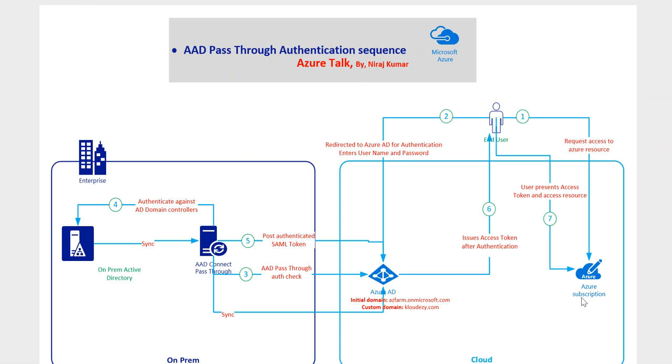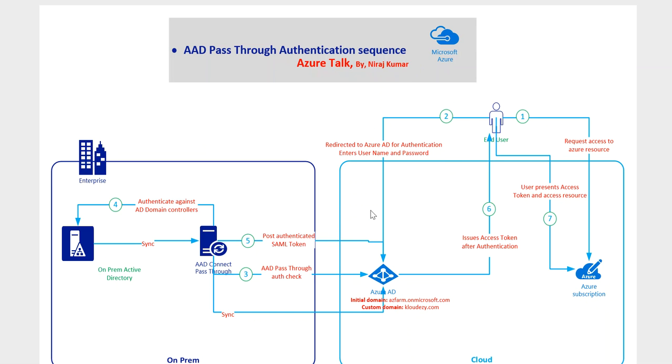Then this is something, as I said, the Azure AD pass-through authentication sequence, wherein we have Azure AD Connect, which is sitting on-prem, which is syncing the user ID, but also acting as a pass-through server. So what happens? There's a slight modification. Now your user will try to access a resource in Azure, and the user will be redirected to the Azure AD authentication portal.